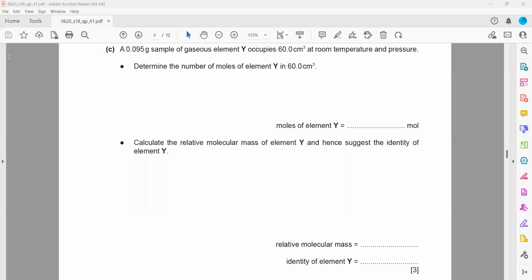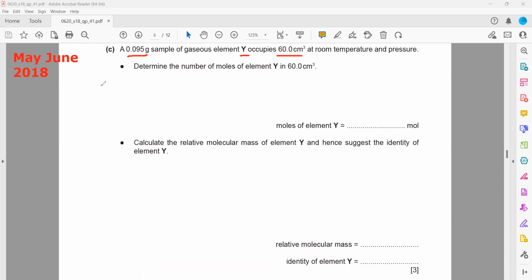So this one is May, June 2018. First variant, 4.1. We have a 0.095 gram sample of a gaseous element Y. It occupies 60 cm³ at room temperature. We have to determine the moles of element Y.